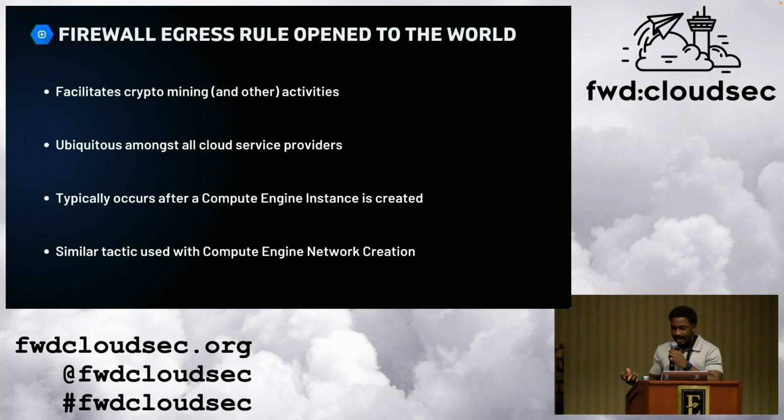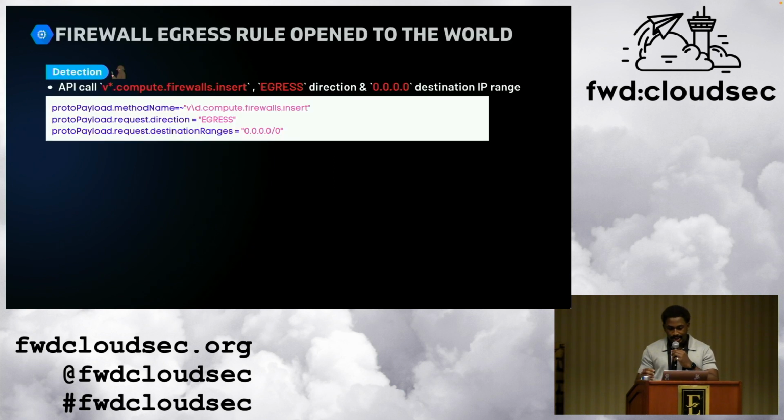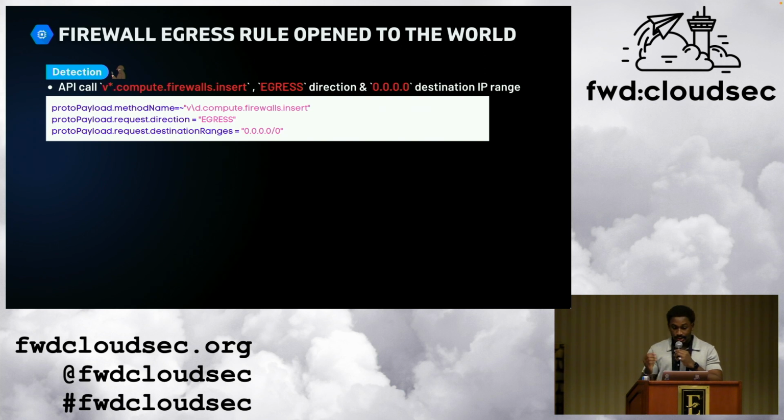Attackers also use similar tactics with the compute engine network, and the way we actually detect this is by looking for when the compute firewall insert API call is being made with the egress direction and when the destination IP address is all IPs. Now, once again, this is pretty ubiquitous across all cloud environments, so this is probably something that most people are familiar with. And again, here we're accounting for any API modifications or additions that might occur with the firewall's insert API call.